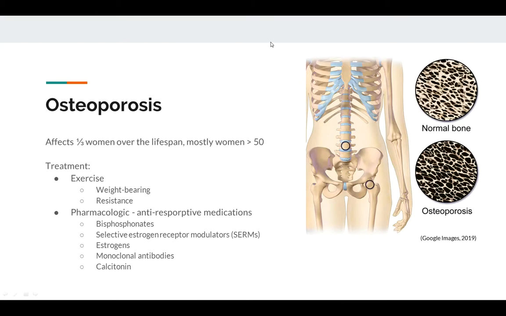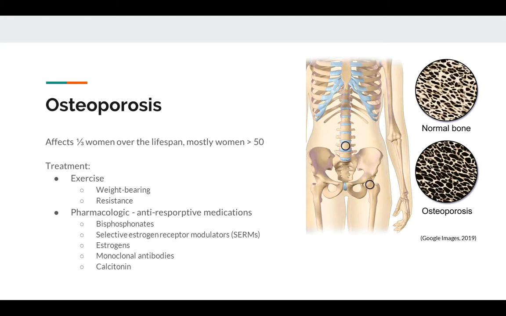Osteoporosis is one of those things that we talk about in a couple of places, but it does pop up a little bit here in women's health. It's very common, mostly in women over the age of 50. Across the lifespan, about 1/3 of women will have this. Our treatments are going to be weight-bearing and resistance exercise primarily, and then we can add in pharmacologic medications.